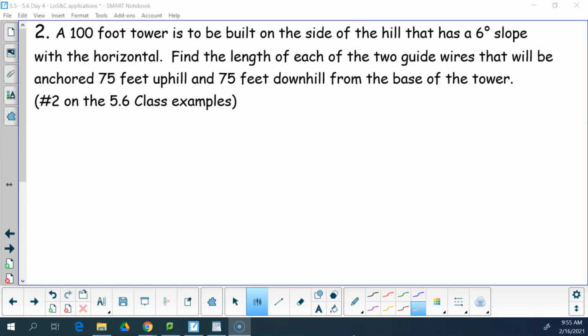So a 100-foot tower is to be built on the side of a hill that has a 6-degree slope with the horizontal. Find the length of each of the 2 guide wires. Those are the wires that keep it from tipping over in the wind. Okay? Find the length of the guide wires that will be anchored 75 feet up and 75 feet down from the base of the tower.